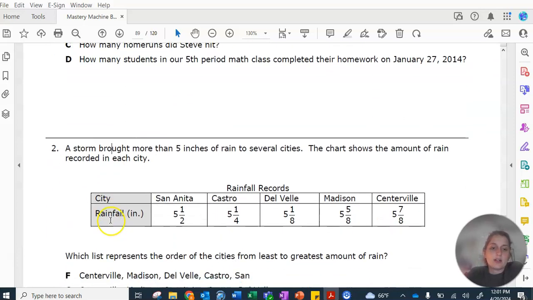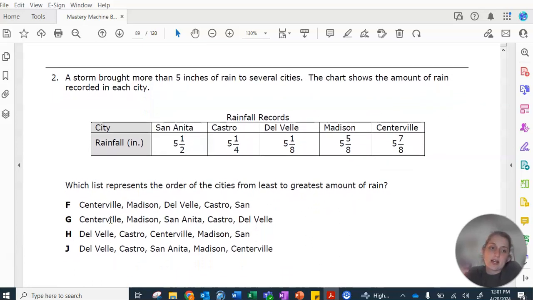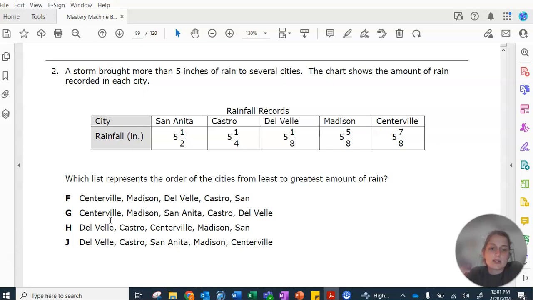Number 2, a storm brought more than 5 inches of rain to several cities. The chart shows the amounts of rain recorded in each city. Which list represents the orders of cities from least to greatest amount of rain? So since they all start with 5 wholes, you could change all of your fractions to be out of 8s. I see that you already have 3 that are out of 8s. You can find an equivalent fraction of 1/4 is how many 8s and 1/2 is how many 8s. I think that would be the fastest and easiest way to do it. But if you don't like that strategy, you can change all of your fractions to decimals, and then you'll be able to compare those as well.